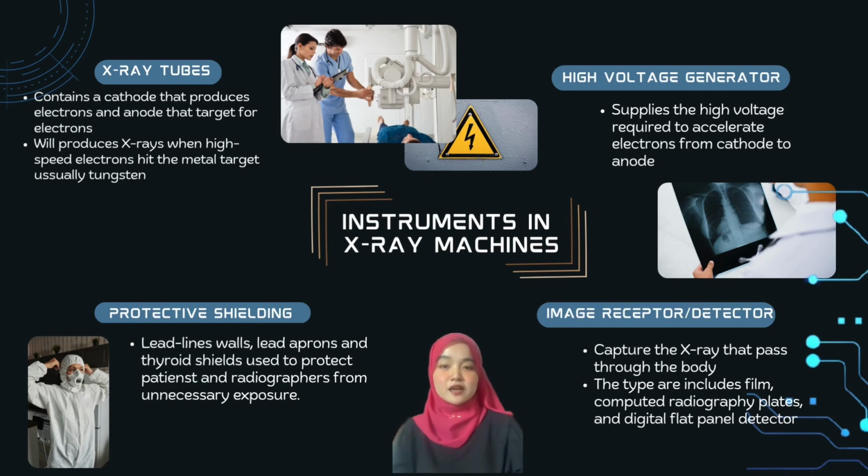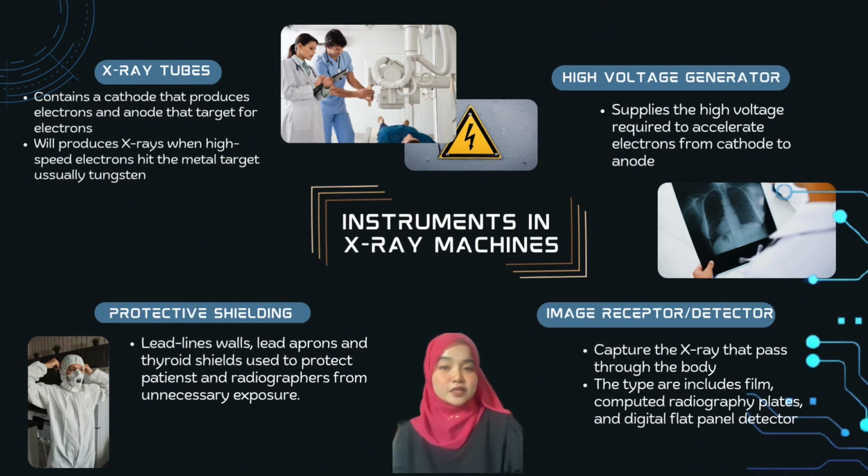Second is the high voltage generator. It gives strong voltage to help move electrons from the cathode to the anode. This is needed to create the X-ray. Third is protective shielding. This is very important for safety. It includes lead walls, lead apron, and thyroid shields. This helps protect patients and workers from too much radiation.